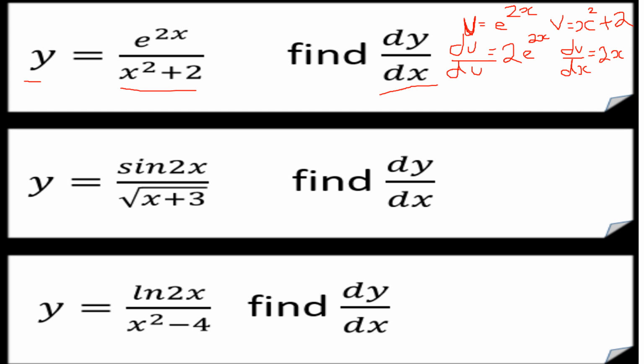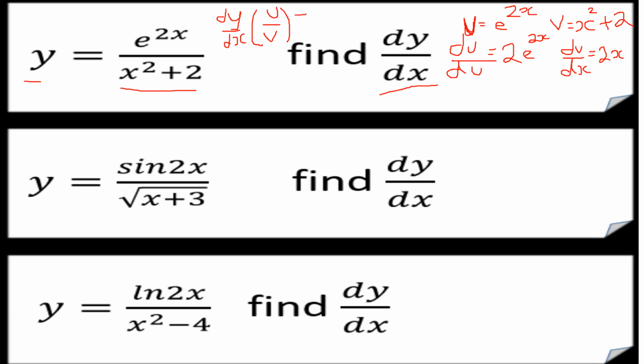So the formula for dy by dx of u over v: when you have a fraction like this, that's what I call a quotient. A quotient means a fraction, like a division. So u over v. It looks like a v there, guys, I apologize about the lack of spacing here.